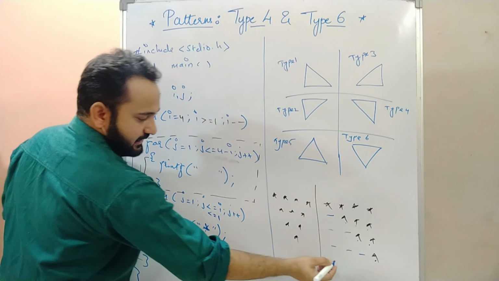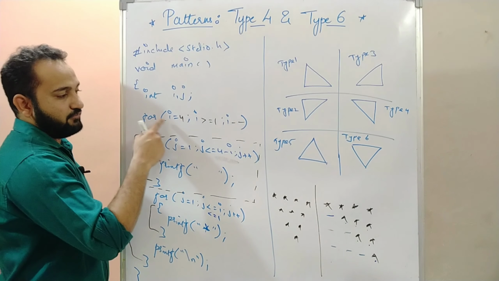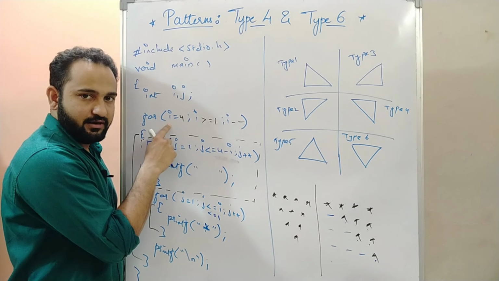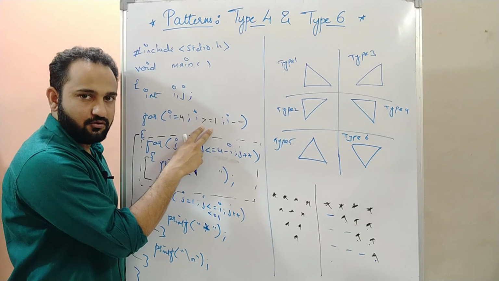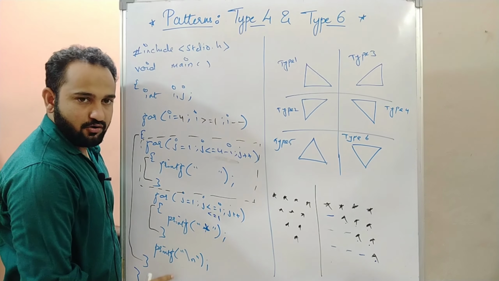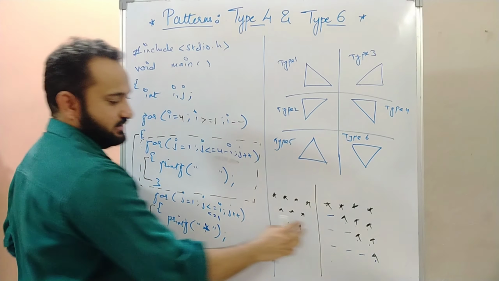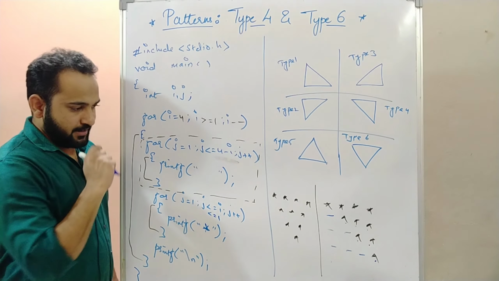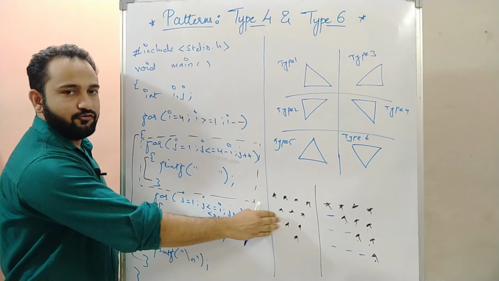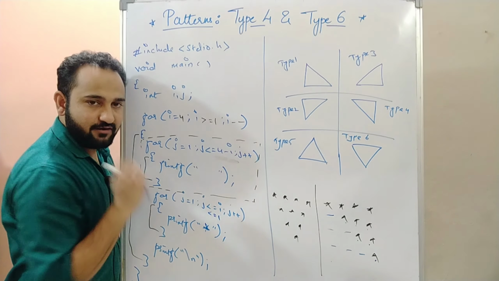Again, it will leave one line and wait here. It's going back. While going back, the value of i will be decremented by 1. It becomes 0 now. Is 0 greater than or equal to 1? Condition false. It will come out of your program and you will get this pattern. I hope you got type 4. What should we do for type 6? That is the inverted pyramid.